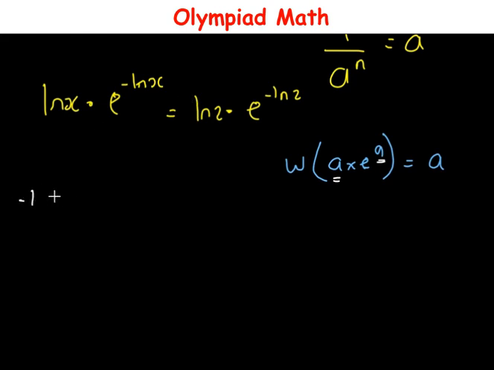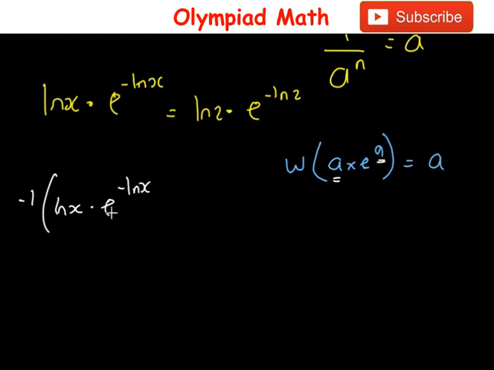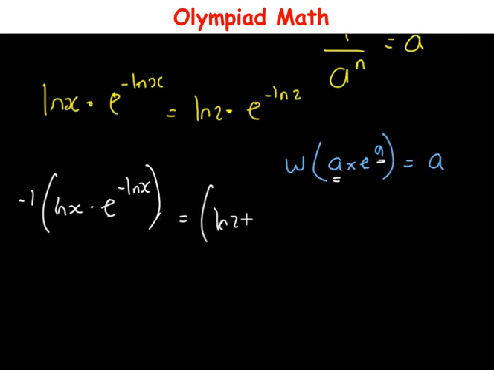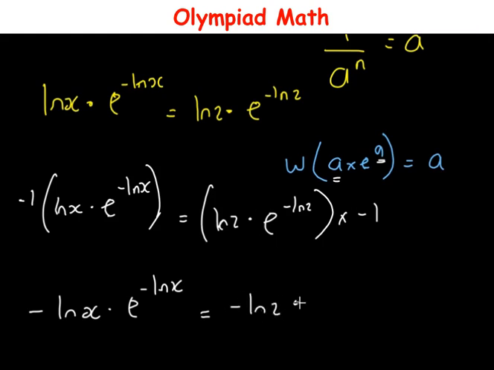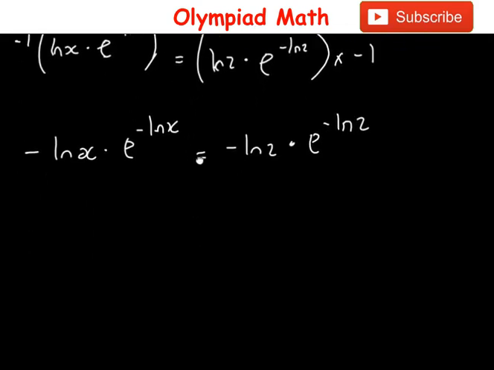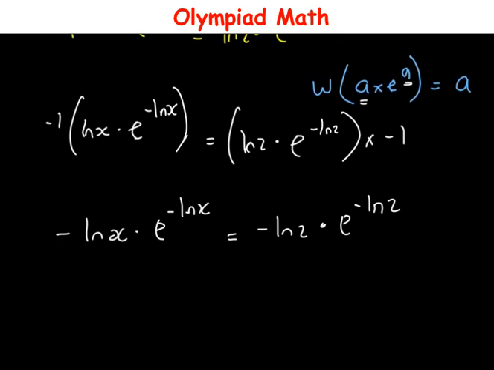So minus 1 into brackets ln x times e raised to power minus ln x, and this equals, in brackets, ln 2 times e raised to power minus ln 2, multiplied by minus 1. So minus 1 times ln x gives minus ln x, then times e raised to power minus ln x. This equals minus 1 times ln 2 gives minus ln 2, then times e raised to power minus ln 2. Good. So we can then apply the Lambert W function to this equation.